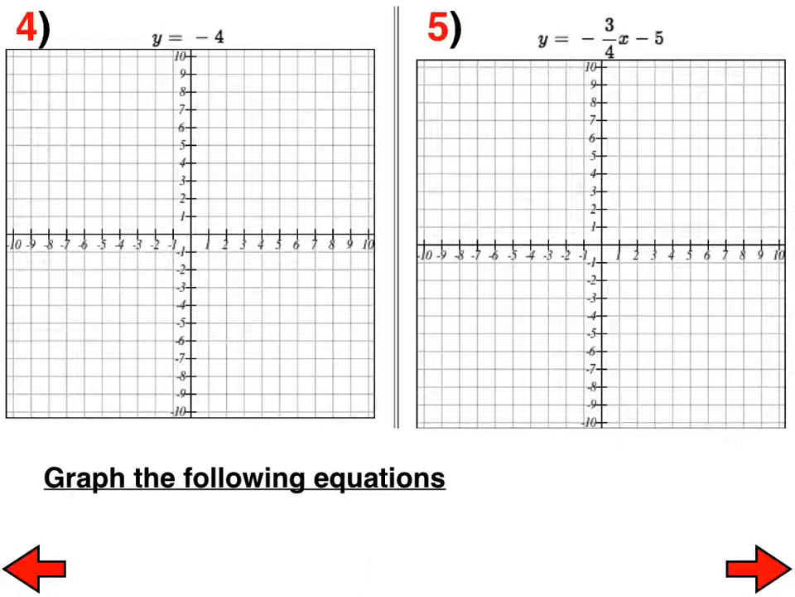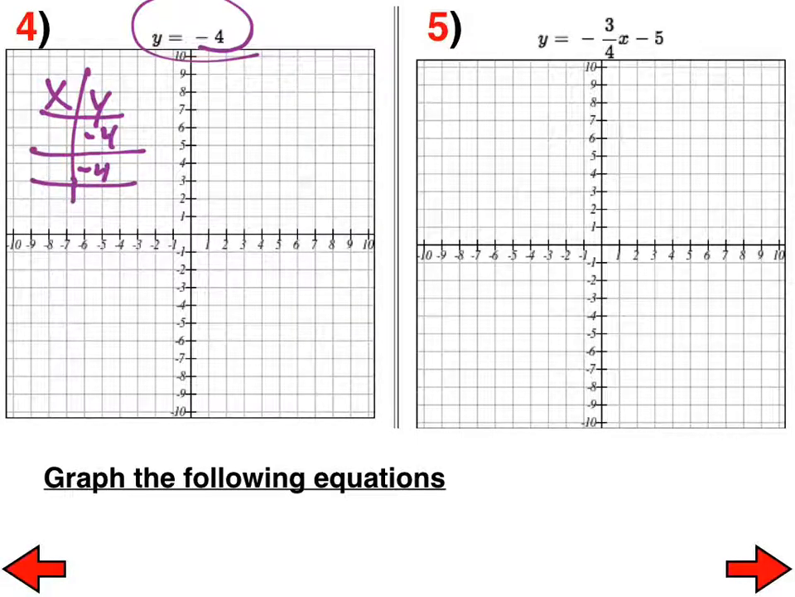Number 4 is one of these equations with just one variable. So we should automatically know it's either going to be a horizontal line or a vertical line. If you don't remember, maybe set up a quick table. Remember, y is negative 4. How do I know that? Because that's what it's telling us. And I really only need 2 points. X can be anything that you want it to be. So (0, negative 4), (1, negative 4). Clearly, this is a horizontal line.